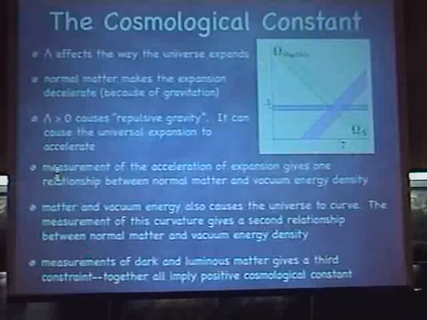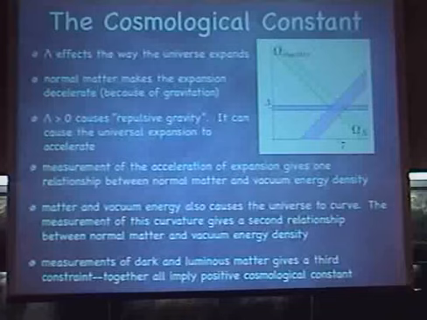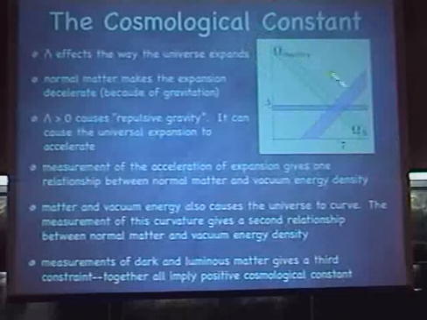The other thing that came out, and this happened really while I was a graduate student, is that matter and vacuum energy also cause the universe to curve. Like I said, general relativity tells us that this stuff creates a curvature in space, and you can measure the curvature of space. These are experiments having to do with the cosmic microwave background, which I unfortunately don't have a lot of time to talk about. But they give you a second constraint that looks like this.